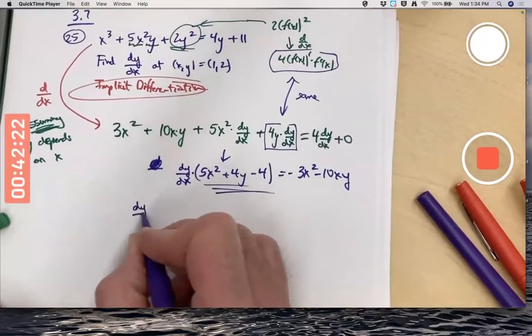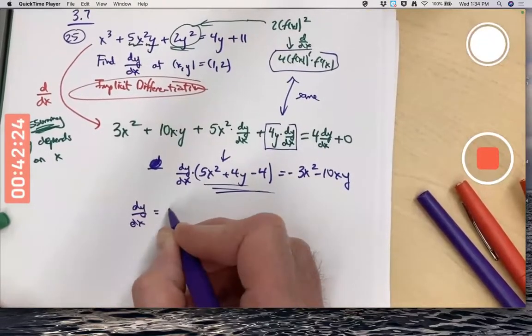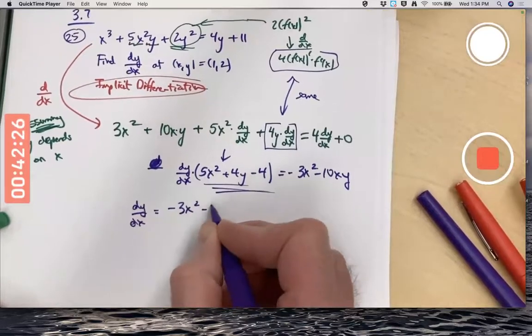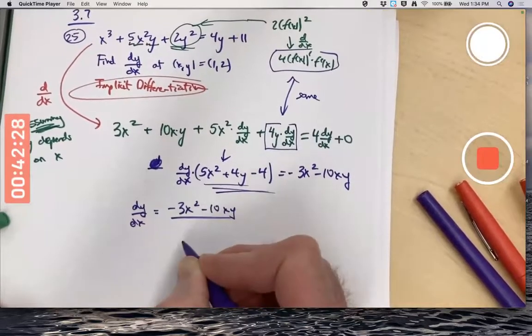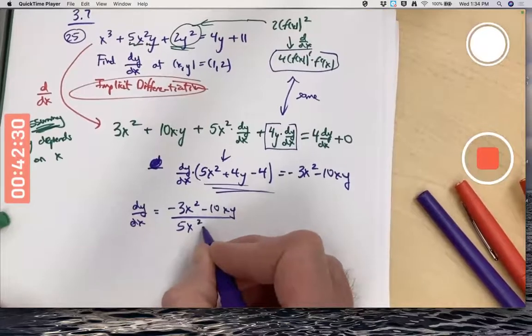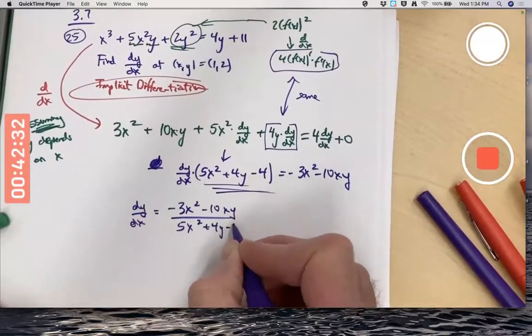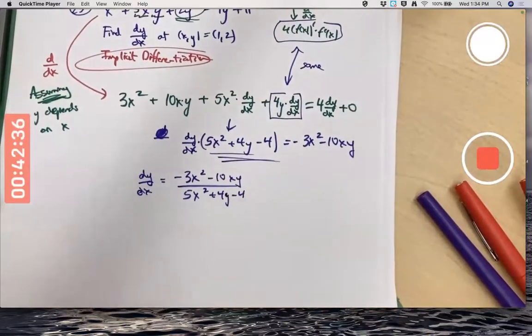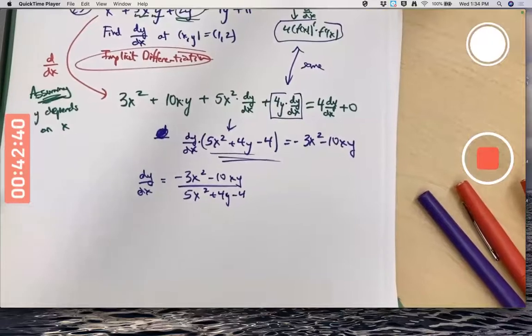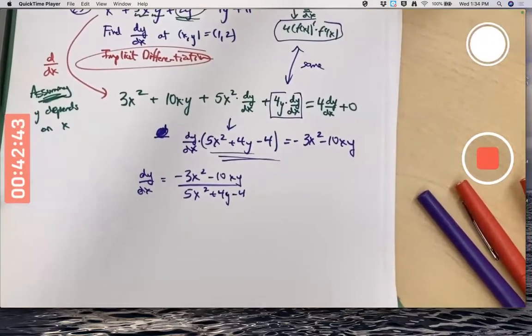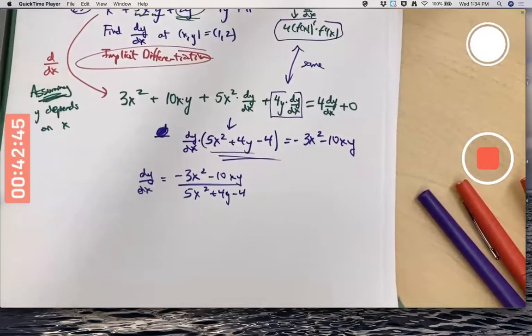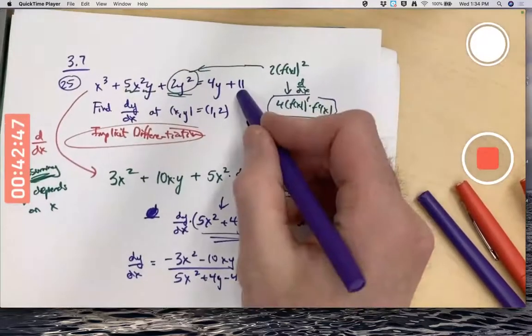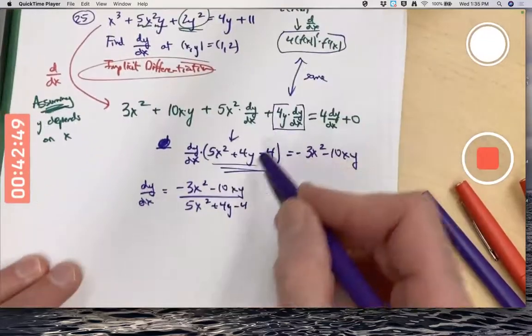dy/dx equals negative 3x squared minus 10xy over 5x squared plus 4y minus 4. Is this okay? Is that the answer? Well, that is the derivative of y with respect to x in terms of both x and y. But wait a minute, shouldn't it only involve an x? Well, it would if you solved this equation for y and plugged it in there and there.